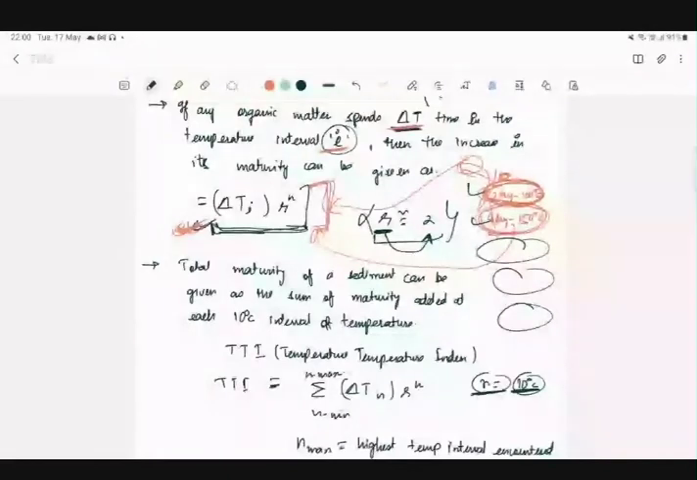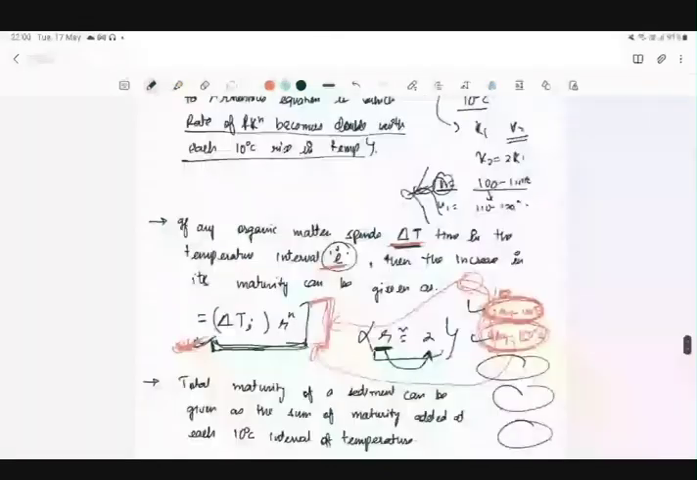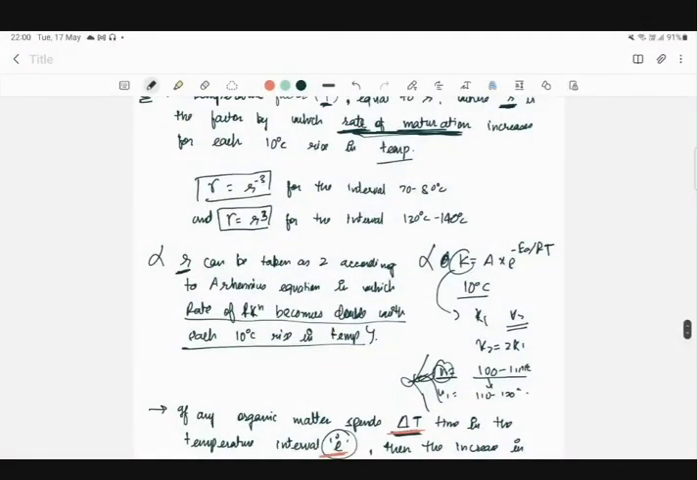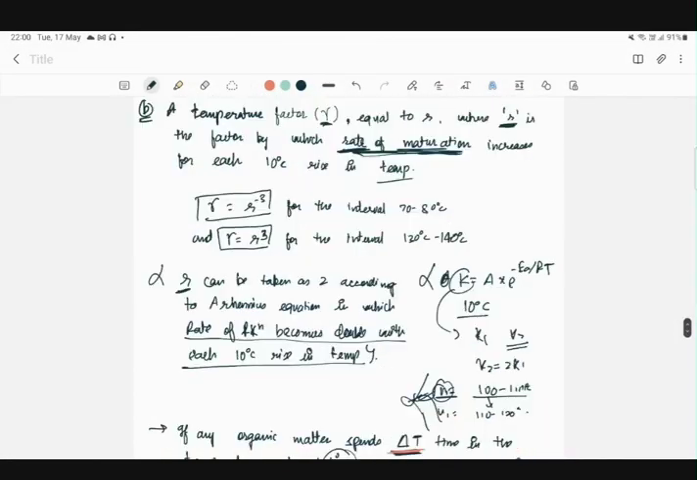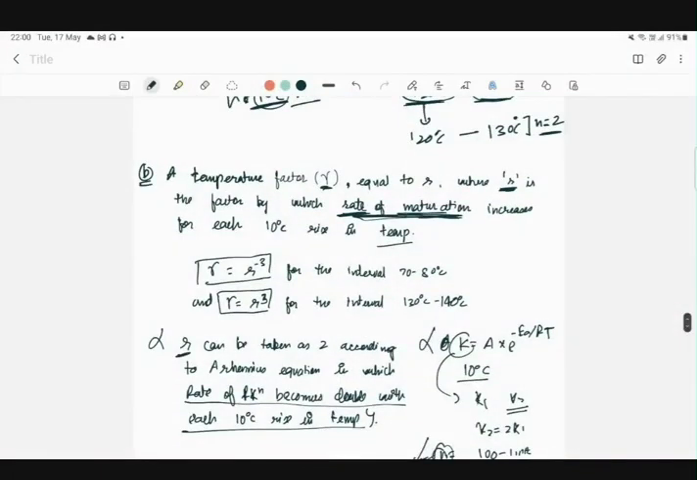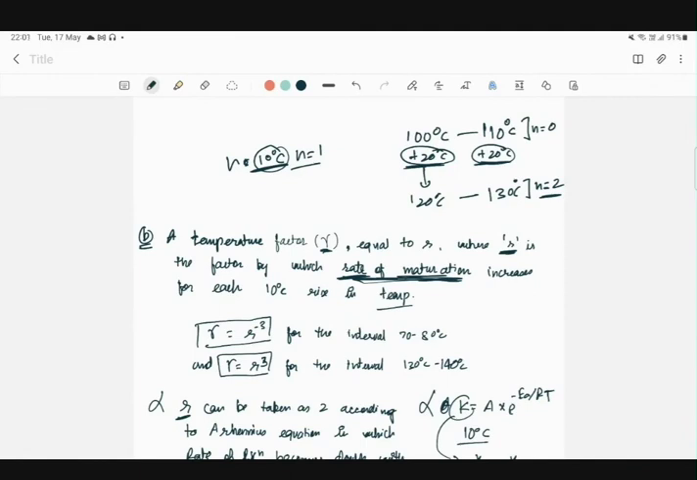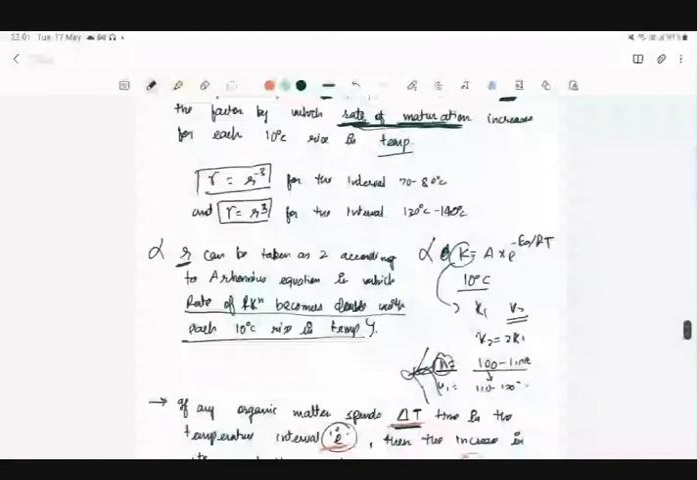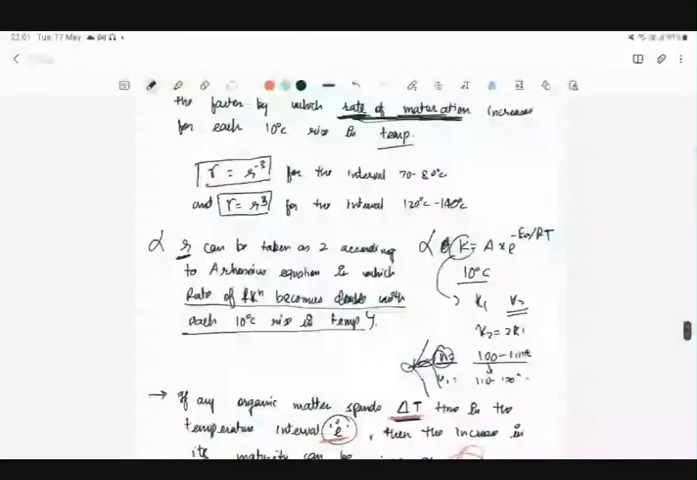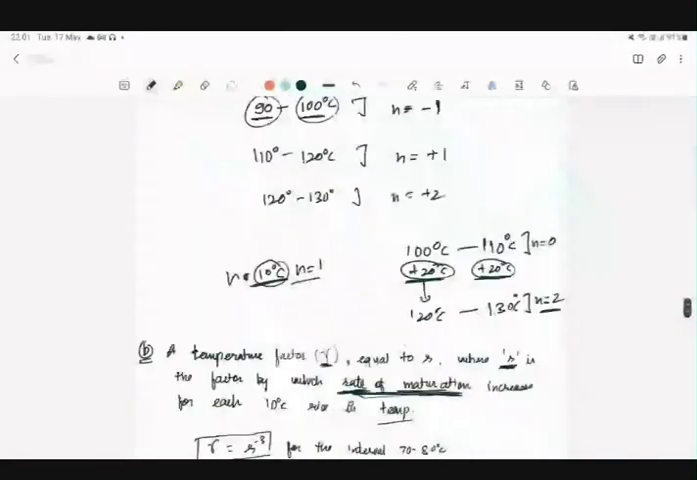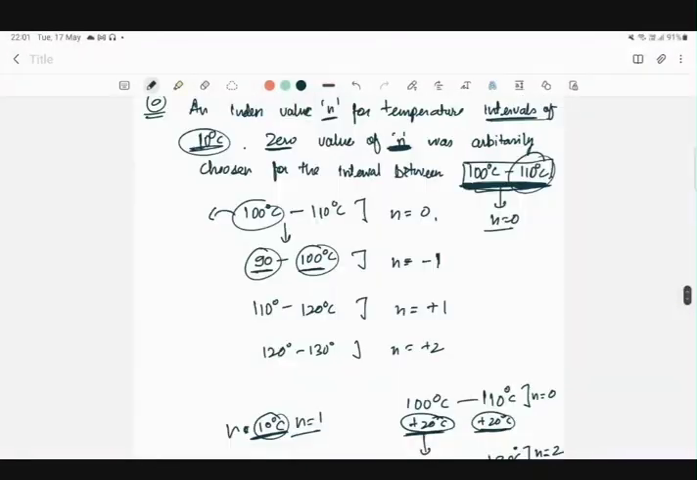Sir, here one equation shows that gamma is equal to R to the power minus 3 for the temperature range of 70 to 80 degrees centigrade, and another is R to the power plus 3. So in between 80 to 130, which equation can be used? R to the power plus 2. Okay, the thing is, we defined gamma is equal to R to the power n somewhere, it was defined. Okay, leave it.